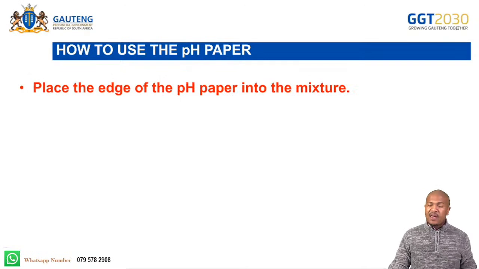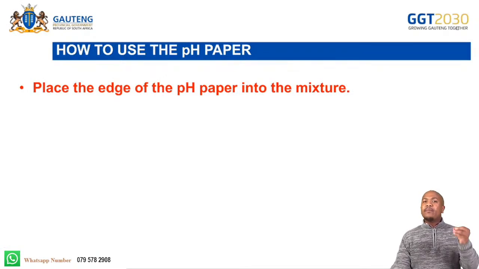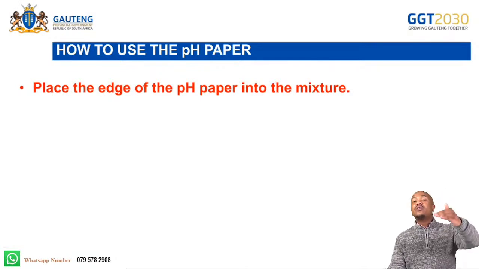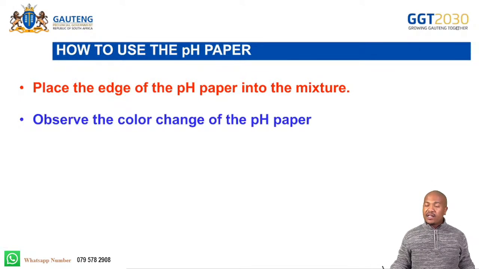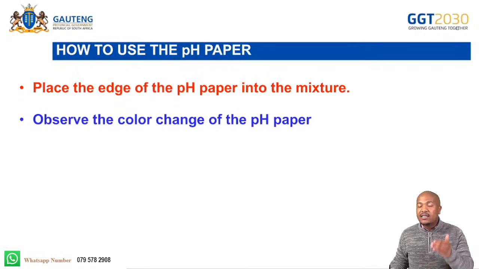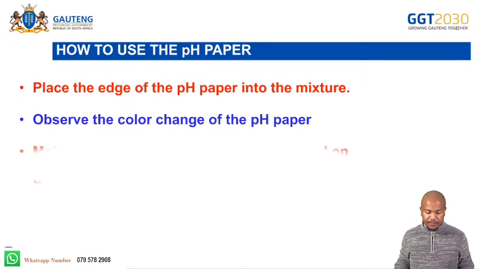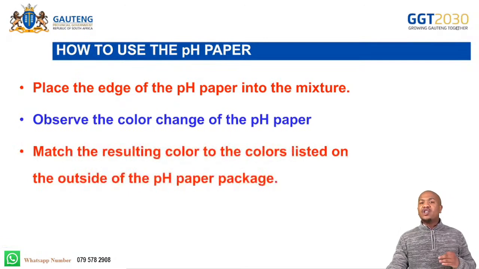Now, how can we use this pH paper or our litmus paper? These are the tips. Firstly, we place the edge of the litmus paper into the mixture. We place the edge of the litmus paper into the solution. Are we together? So after that, we observe the color change of the litmus paper. Are we together? Now also we match what? We match the resulting color to the colors listed on the outside of the litmus paper package.